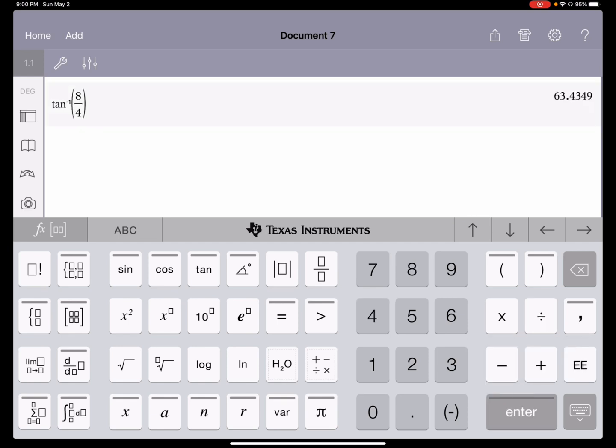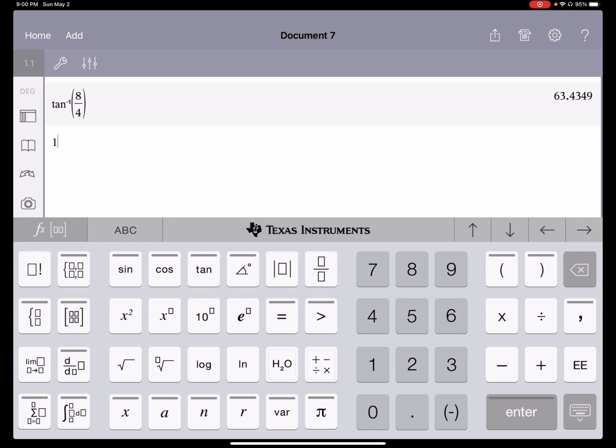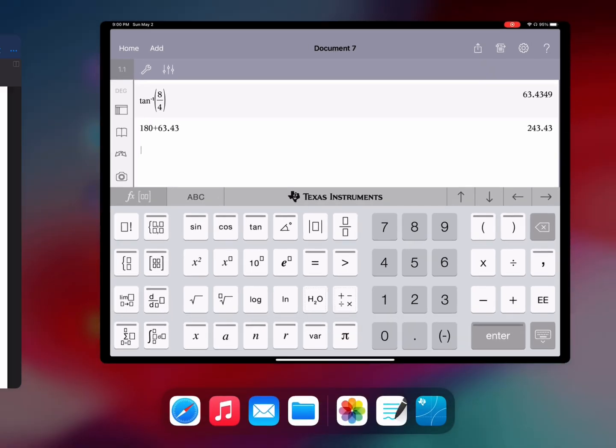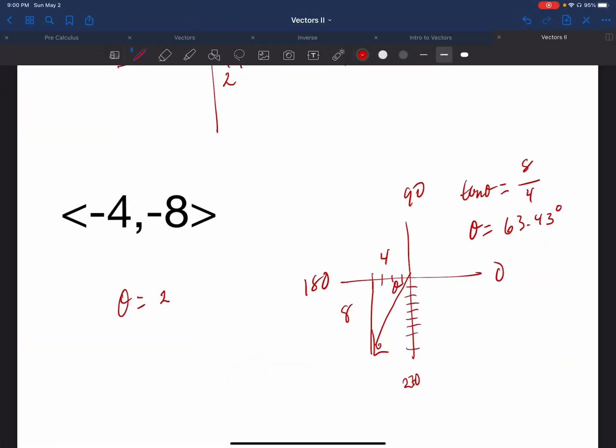Once I do that, I get around 63.43 degrees. Again, since I'm in quadrant 3, I'm going to add the 180 plus 63.43, which will give me my answer of 243.43. Again, it makes sense because it should be between 180 and 270.